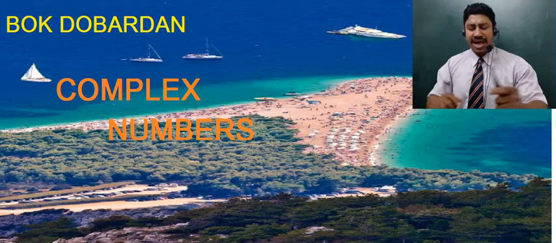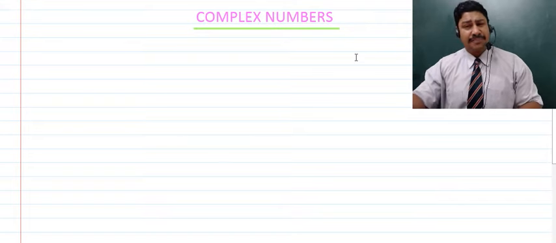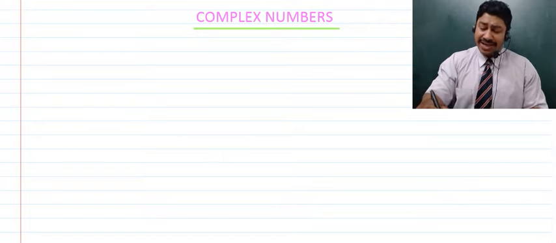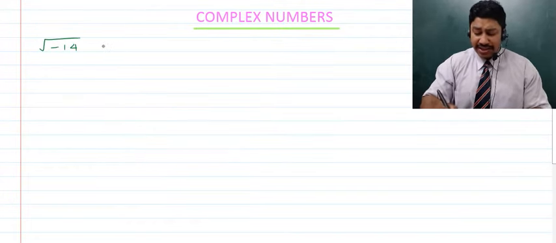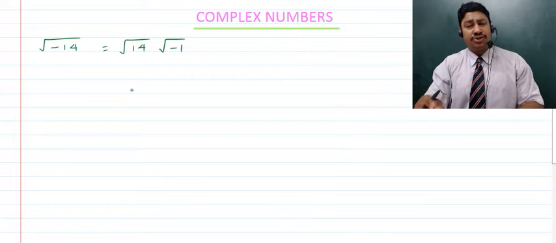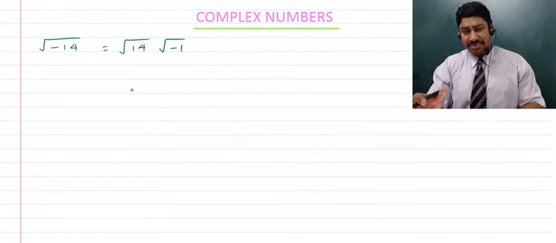In this note, children, I'm going to start off this lecture where today we'll be discussing complex numbers. Now, whenever you get to see a number of the form root of, say, minus 14, it will be written as root of 14 multiplied with root of minus 1. So within the root, when you get a minus sign, then that sort of number is a complex number, right?